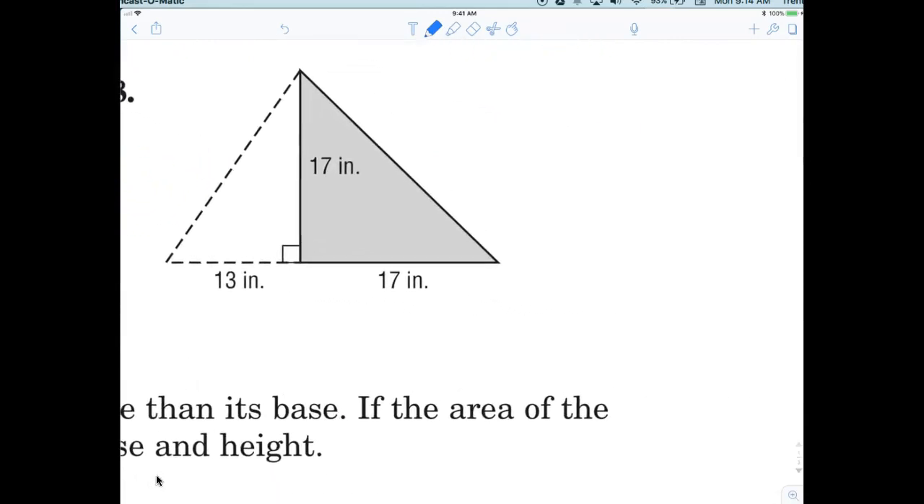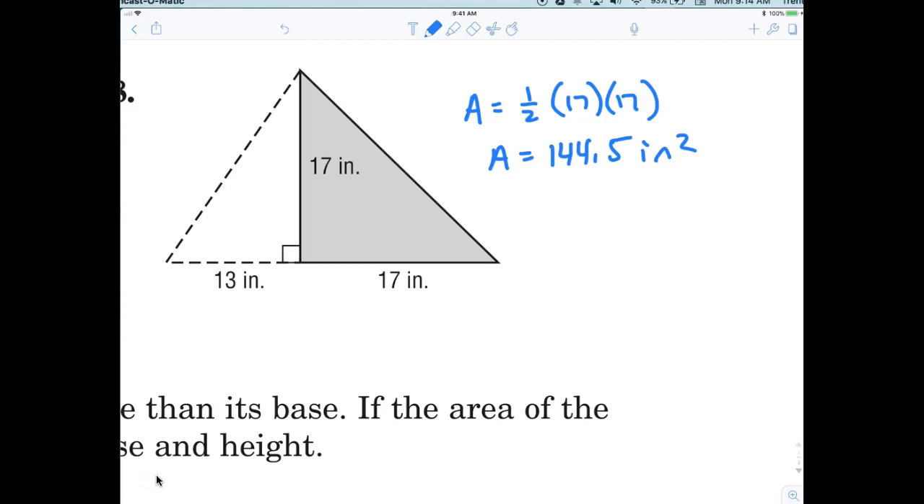Number 8. Base is 17, right? 1/2 of 17. Yes. So again, they're trying to throw you off here a little bit. 17 times 17 is 289, you're right? 144.5, but you divided by 2. So 144.5. Everybody okay?